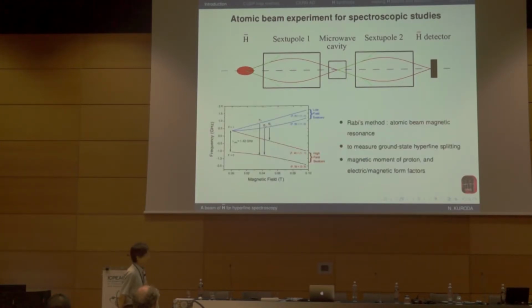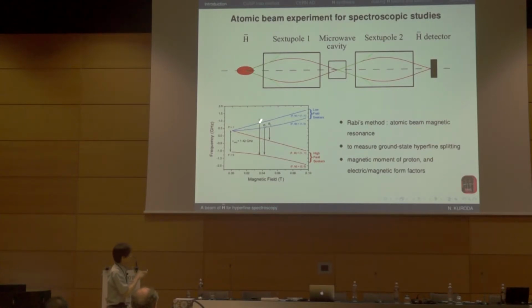So the ASACUSA collaboration, in which I personally have been extensively working for almost 15 years. Anyway, ASACUSA is trying to learn about Rabi's method and apply it to antihydrogen experiments. So do you know the hyperfine splitting of the ground state of antihydrogen?